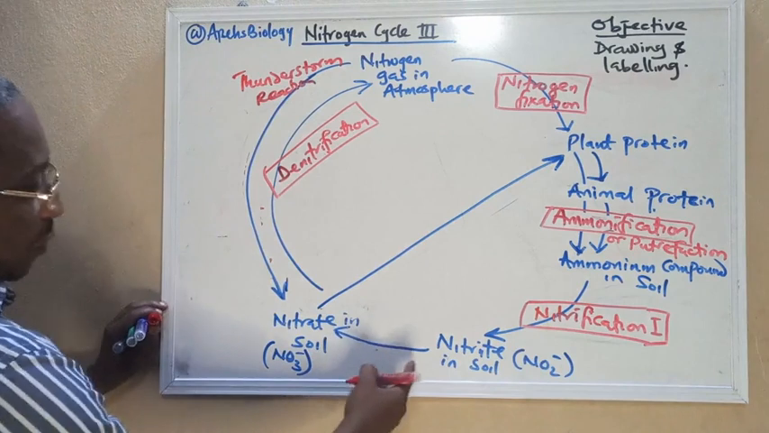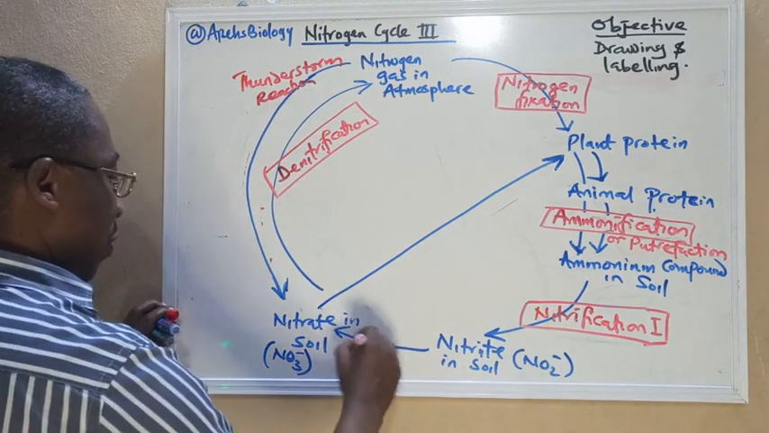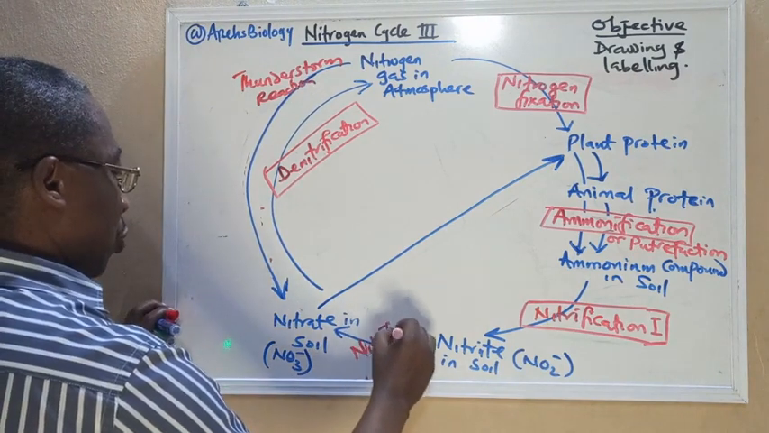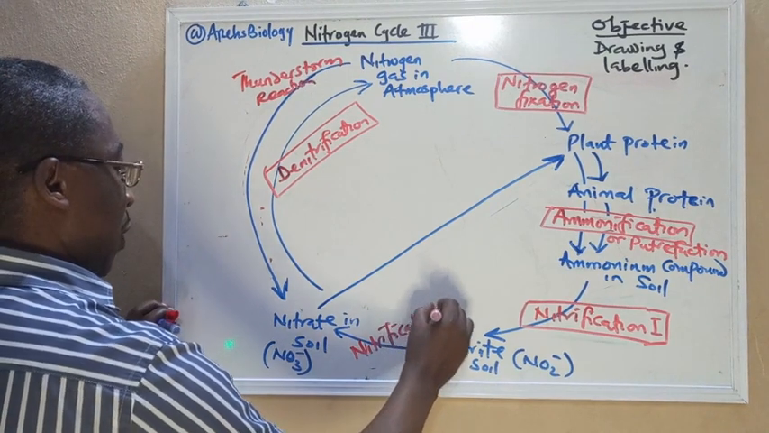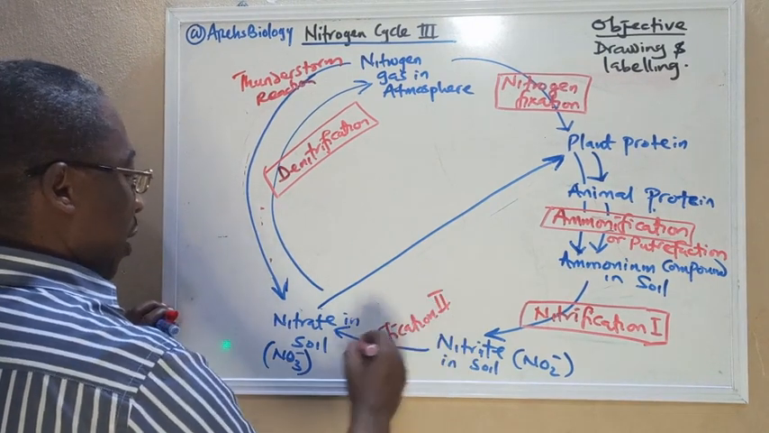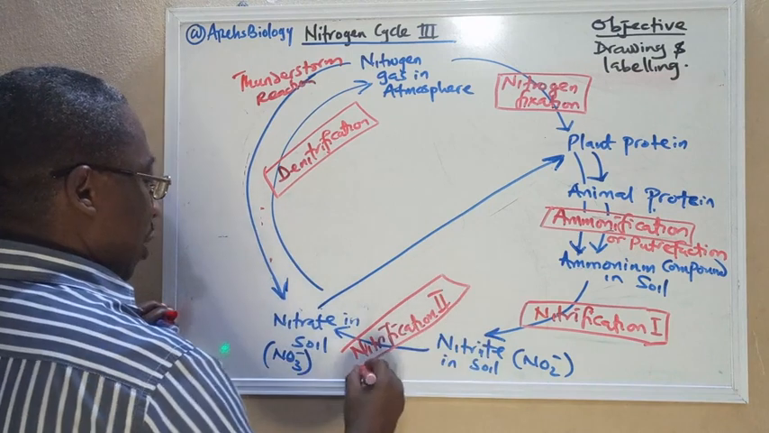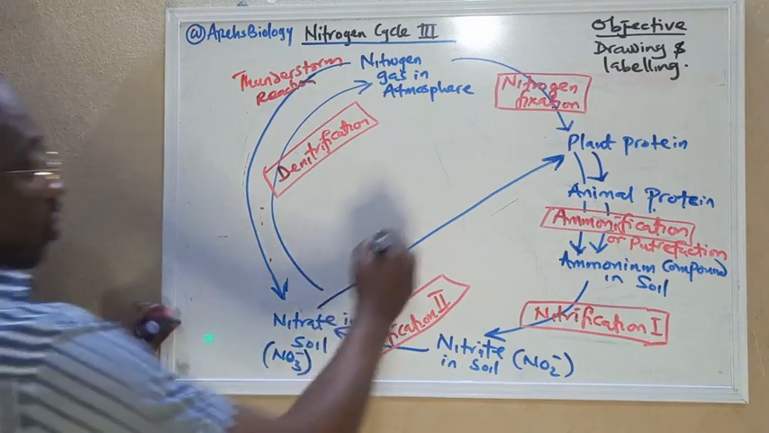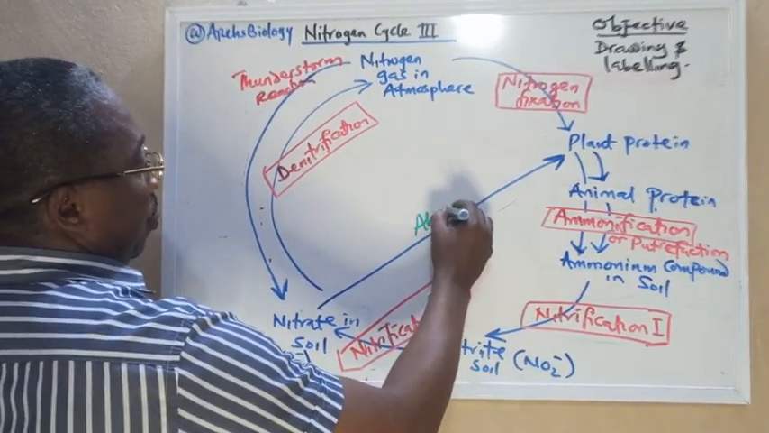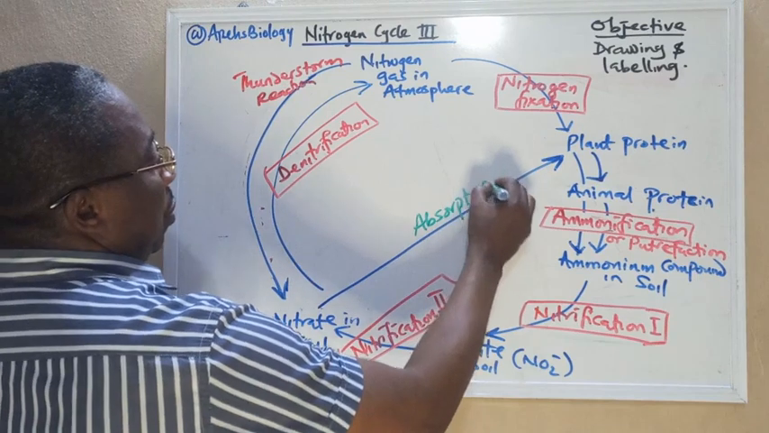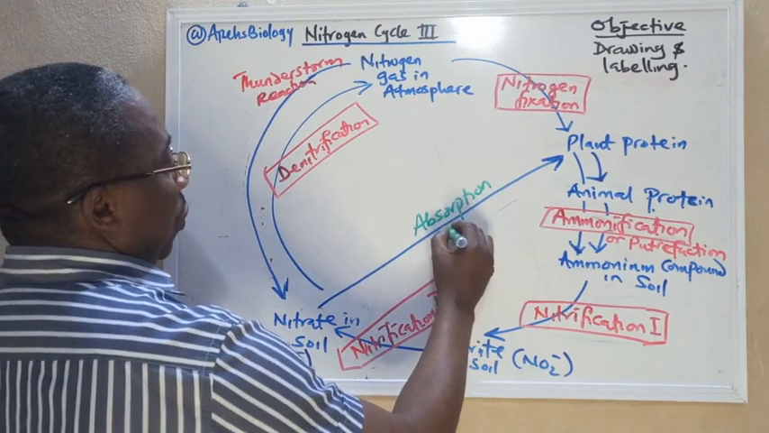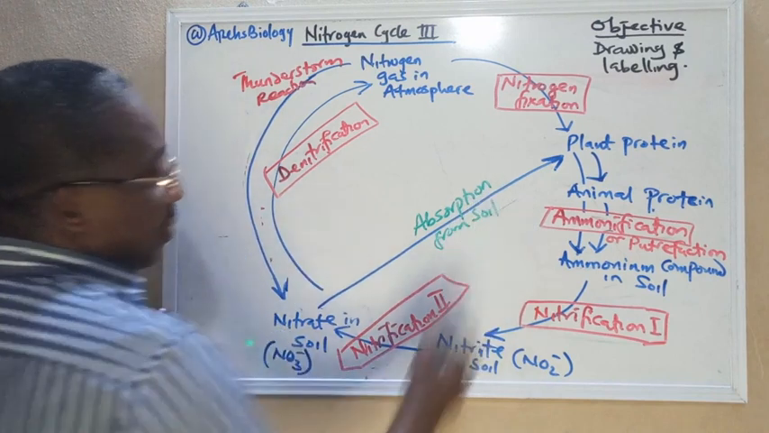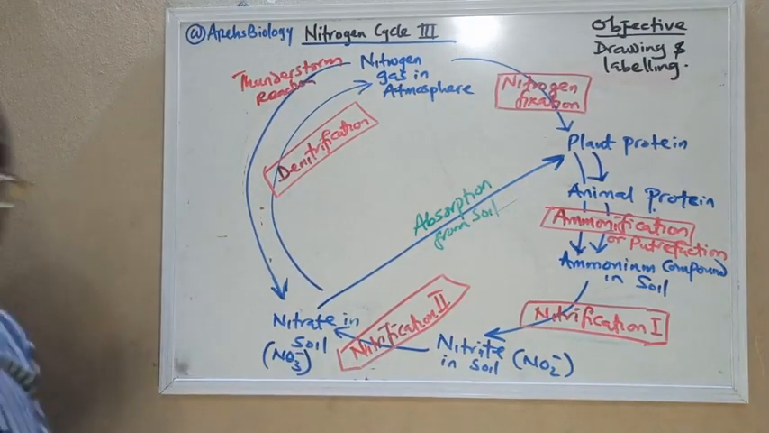Then this one here, from nitrite to nitrate, is called nitrification 2. All right? Are we getting it? This is your nitrogen cycle with simplicity. And as I told you, because plants are absorbing this, we can call this arrow absorption from soil. It's a very serious matter and so simple.